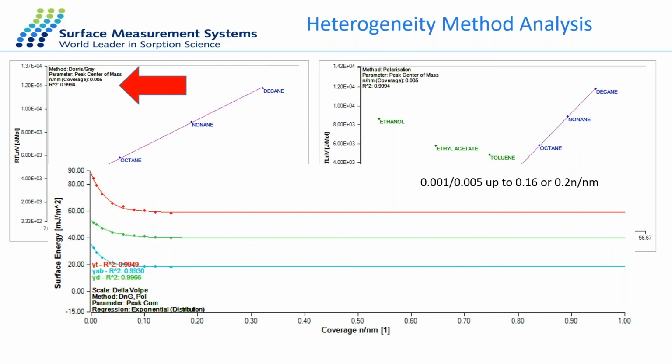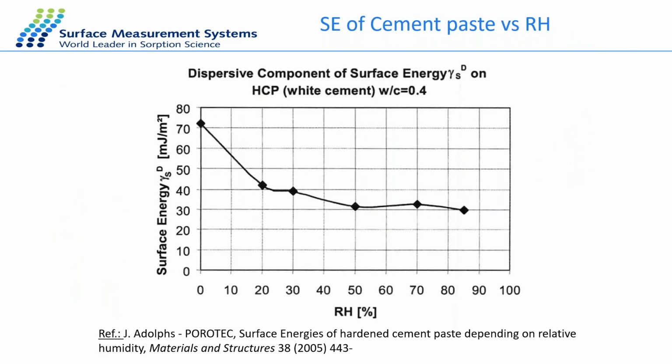And you can see the distribution graph, what you can get directly from our software. Just one more thing I would like to mention, that surface energy can also change with the relative humidity. So if there's a humid environment, surface energy can change, it can decrease, or sometimes it will not change, or it will increase. This example is on a cement paste. So the surface energy is significantly decreased at around 20% or 30% relative humidity. But after that, it didn't change much.